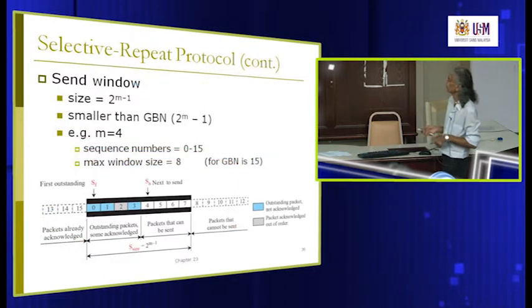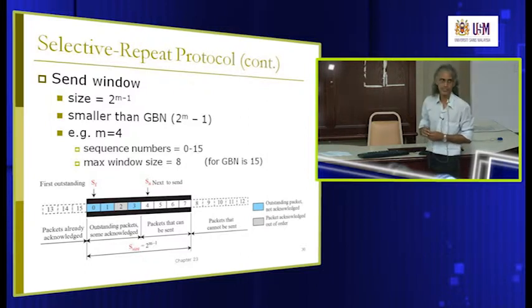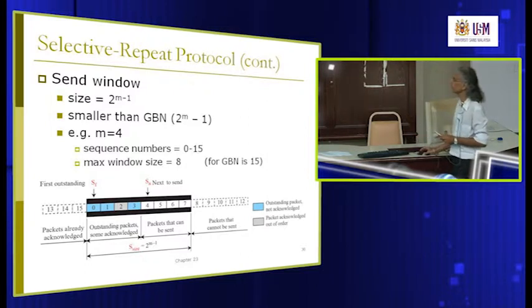Alright, so on the sender side, it's basically the same thing. The size is now slightly smaller, it's 2 to the power of m minus 1. Earlier, it was 2 to the power m, then minus 1. So, anyway, slight difference. Otherwise, it's the same thing, right?